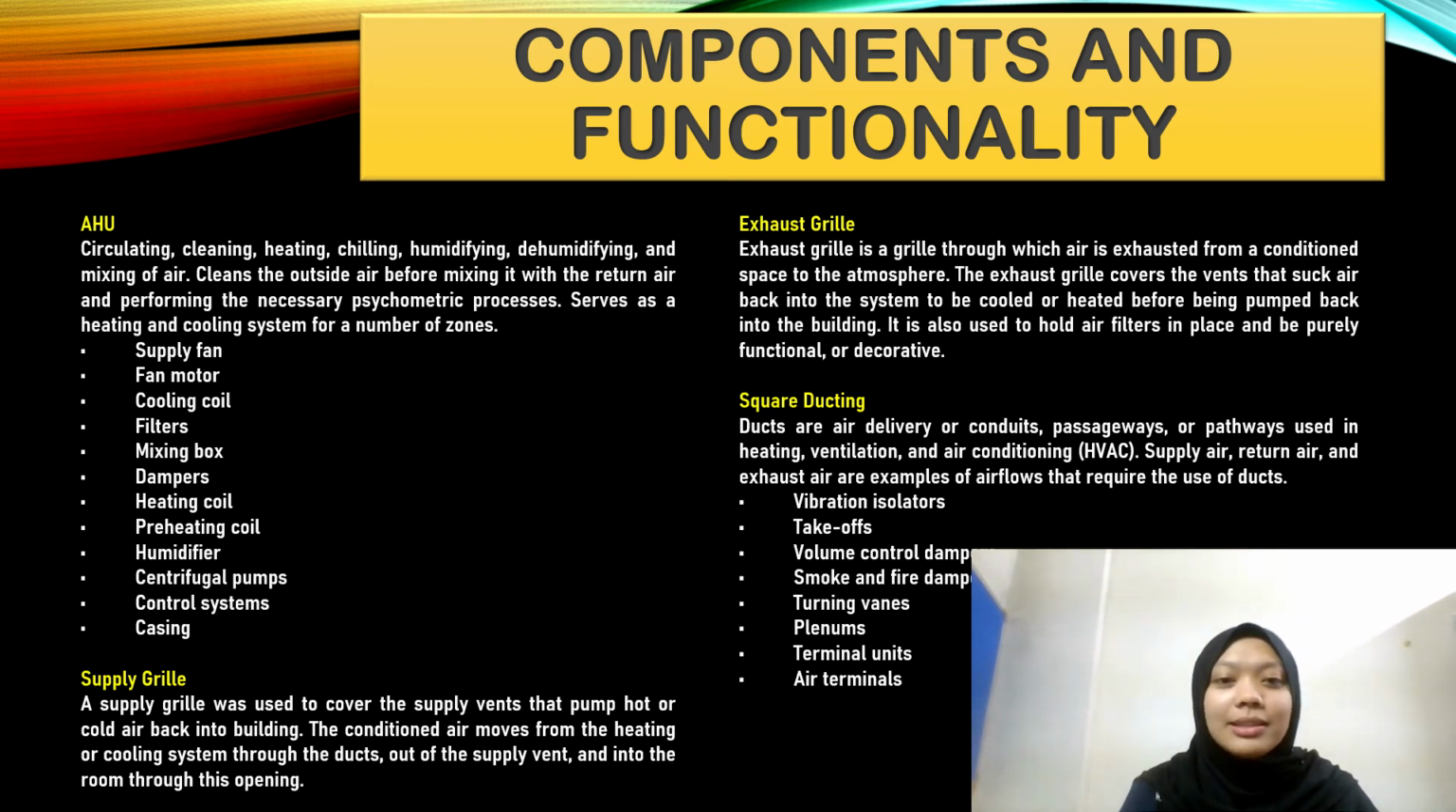Second is the supply grill. The supply grill is used to cover the supply vents that pump hot or cold air back into buildings. The conditioned air moves from the heating or cooling system through the ducts, out of the supply vent and into the room through this opening.